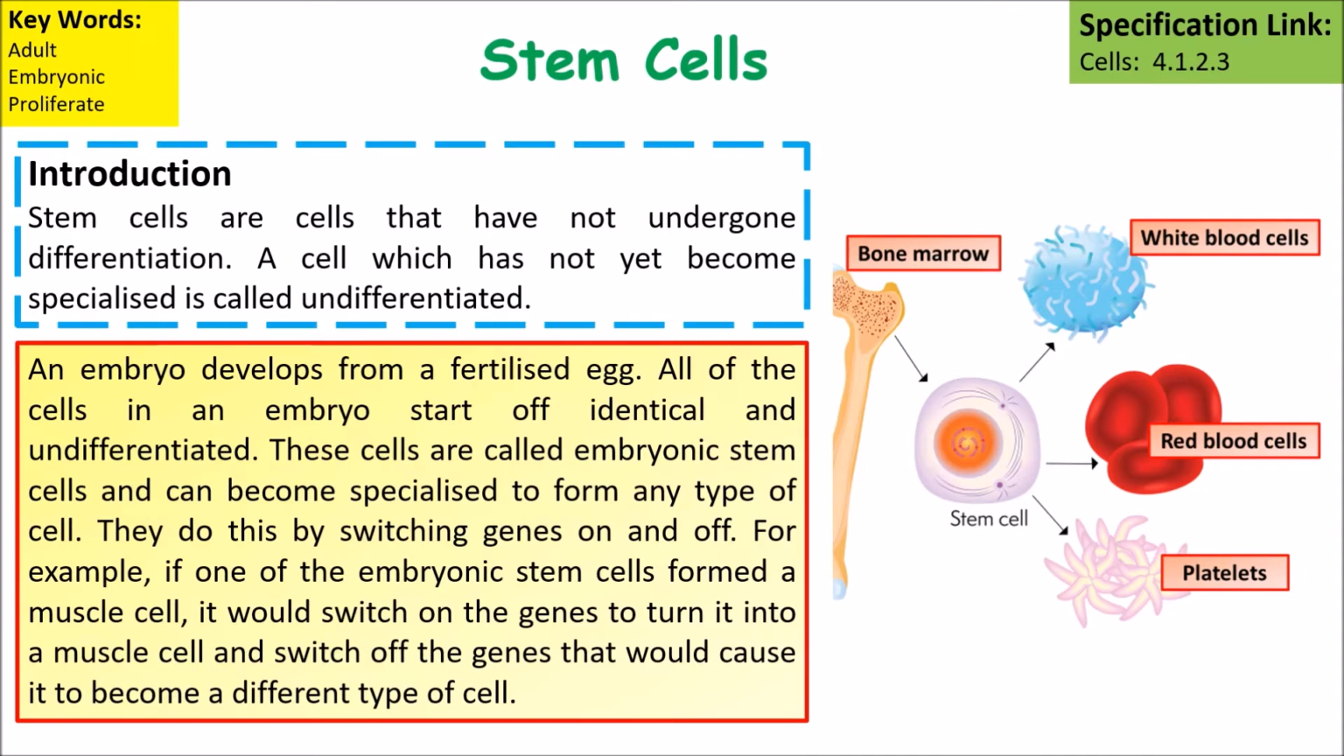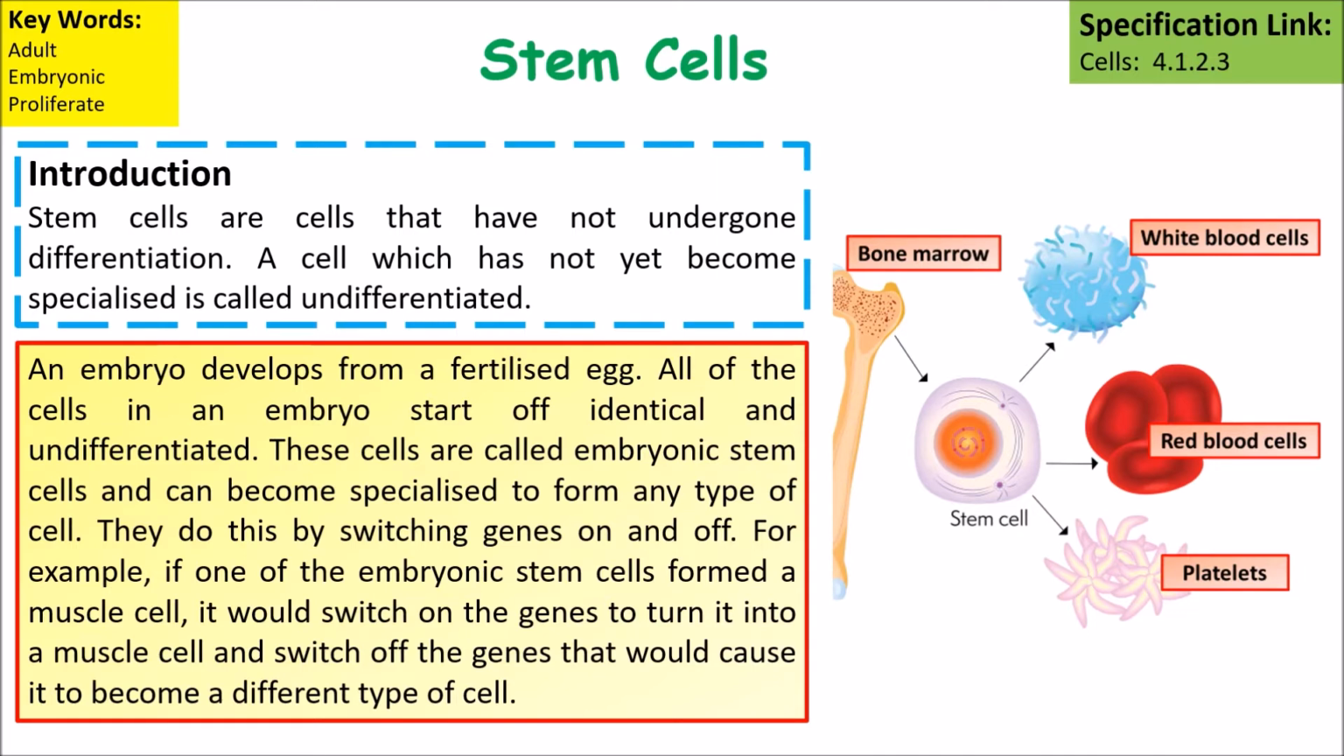So stem cells are cells that have not undergone differentiation. Stem cells can come from a few different places. So an embryo develops from a fertilized egg. All of the cells in the embryo start off as identical undifferentiated cells. These cells are called embryonic stem cells and become specialized to form any type of cell. They do this by switching genes on and off.